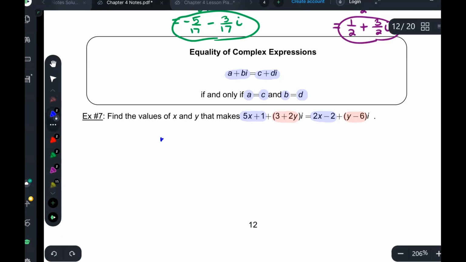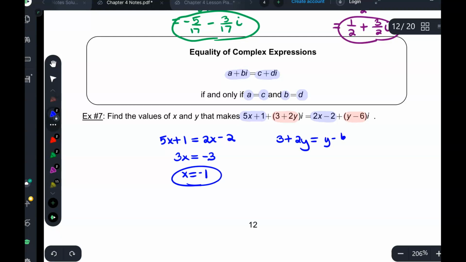So I have 5x plus 1 equal to 2x minus 2. So that's going to be 3x equals negative 3. x equals negative 1. And then we're going to set 3 plus 2y equal to y minus 6. So we get y equals negative 9.